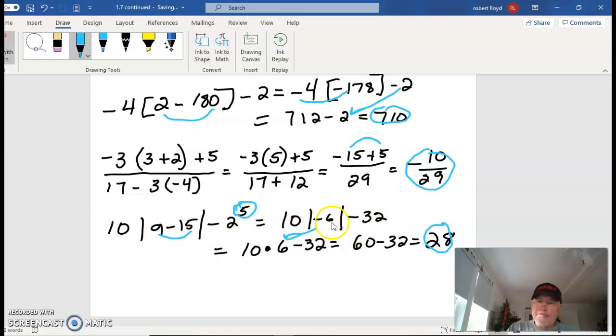So when the negative 6 comes out of the absolute value, it becomes a positive 6, because a negative 6 is 6 units from 0, as well as a positive 6. So we have 10 times 6, 60 minus the 32 is 28. And that wraps up 1.7.